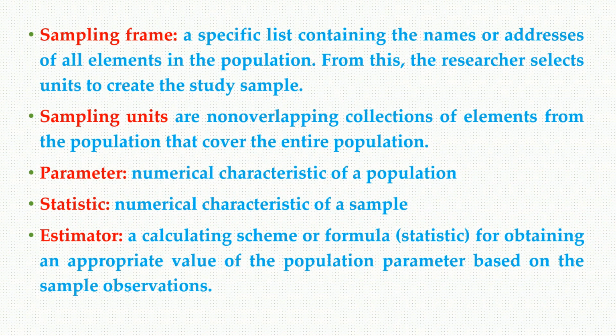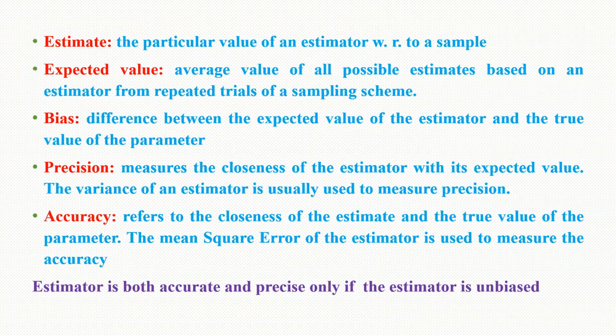The calculating scheme or formula for obtaining an appropriate value of the population parameter based on the sample observation is called an estimator. The particular value of an estimator with respect to a sample is called an estimate. The average value of all possible estimates based on an estimator from repeated trials of a sampling scheme is called the expected value. The difference between the expected value of the estimator and the true value of the parameter is called bias.